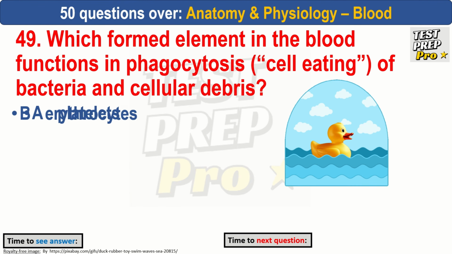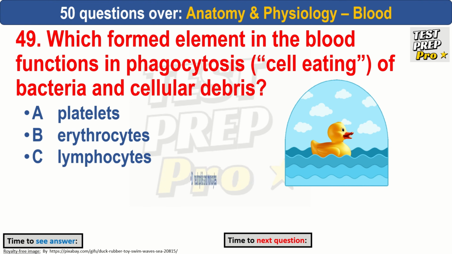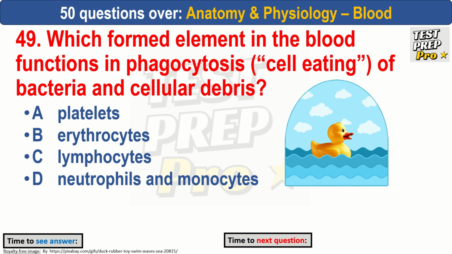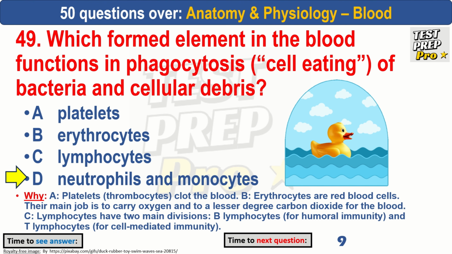Which formed element in the blood is involved in phagocytosis of bacteria and cellular debris, which is most involved in eating things? Is it A, platelet, B, erythrocyte, C, lymphocytes, or D, neutrophils and monocytes? So which ones are the best at eating structures? The answer is D, neutrophils and monocytes. They're the best at eating substances in your body, like bacteria, protozoa. It would be something small that they could eat.